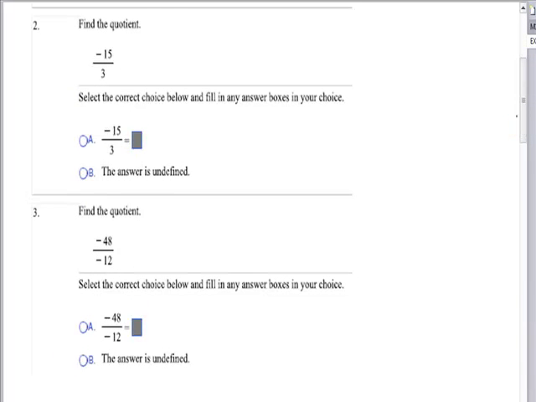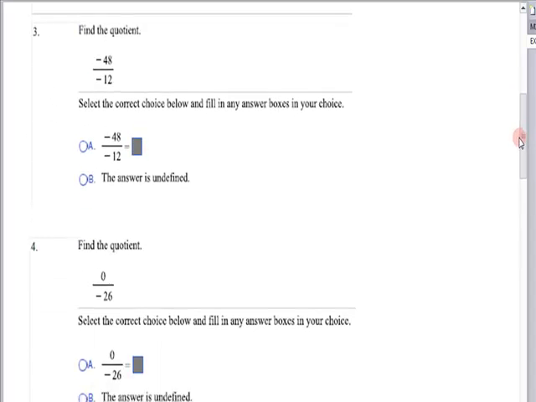Number 2, find the quotient. It is a negative divided by a positive. Signs are different, so you're going to get negative, and it's going to go in there 5 times. So my answer is negative 5.